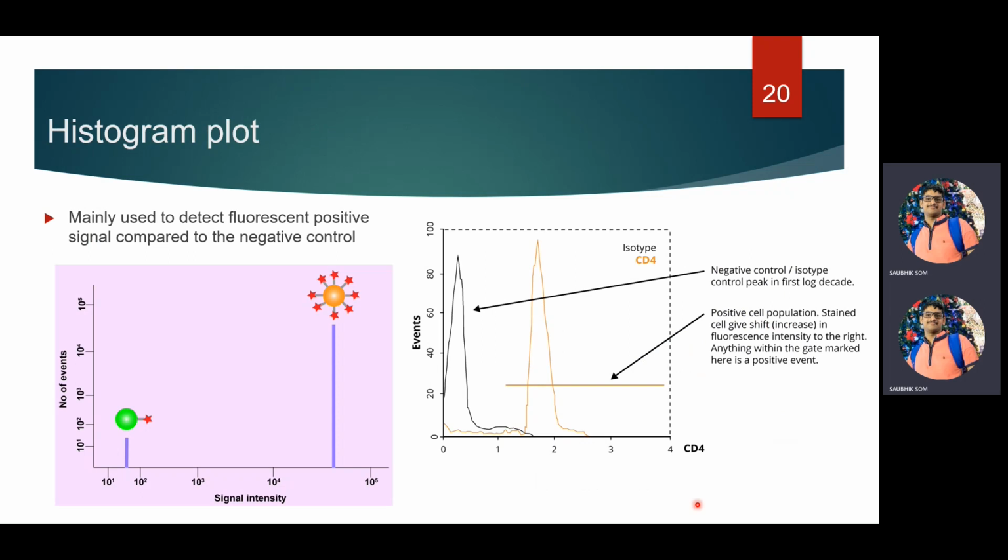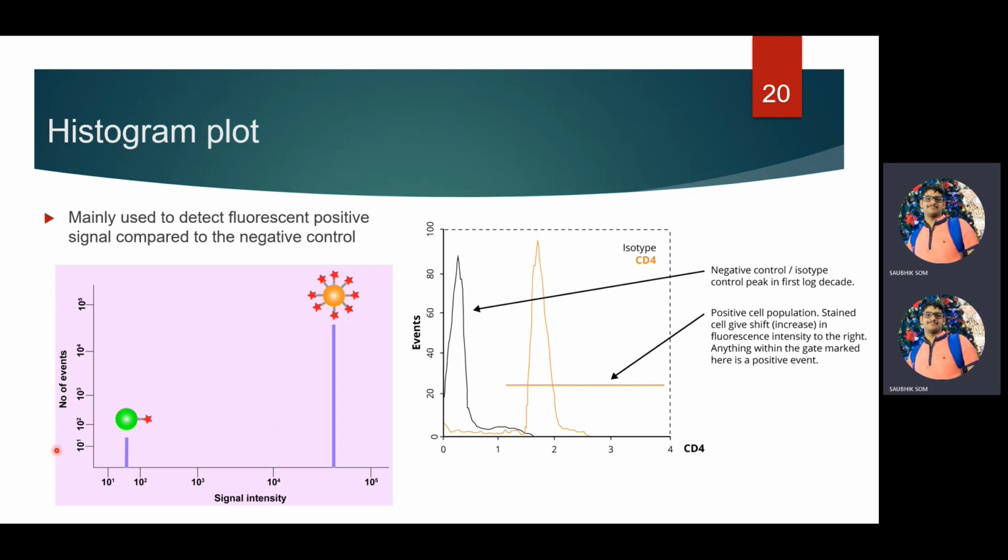Now many times we cannot differentiate the cell types just by granularity. So what do we do then? Use fluorescence. Now as you can see, say we are isolating the CD4 type, CD4 positive T cells.